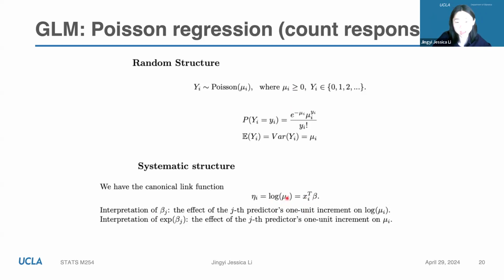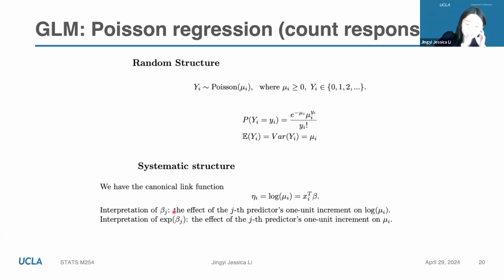When mu i is between 0 and 1, log mu i is negative, right? Log 0 is negative infinity, and log of positive infinity stays as positive infinity. So log is also a monotone function. It maps the positive range of the real line to the whole real line. So then log mu i is real-valued, which matches the range of x_i transpose beta.